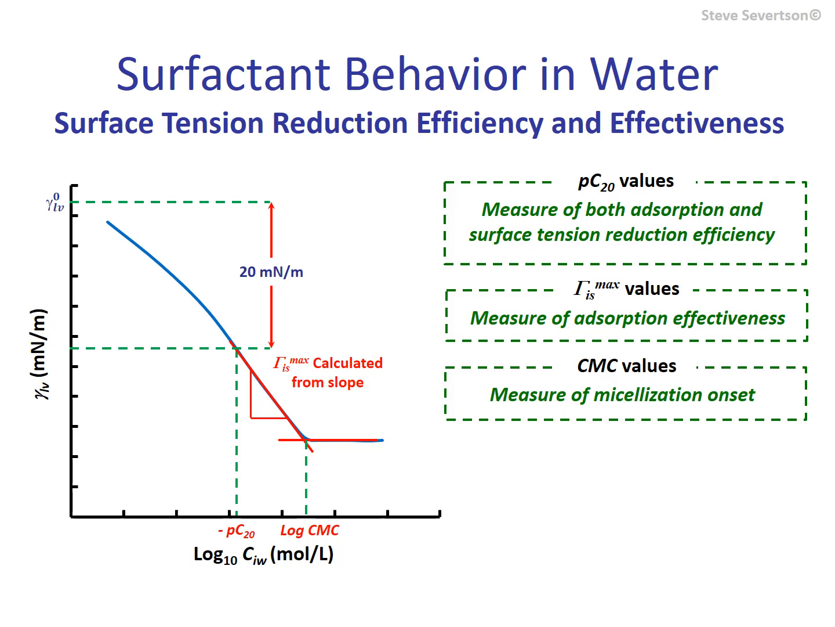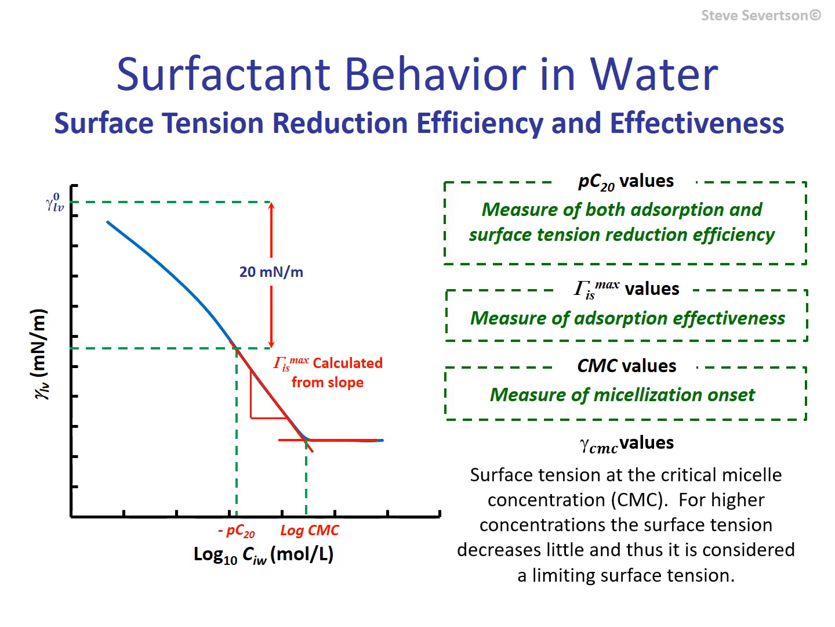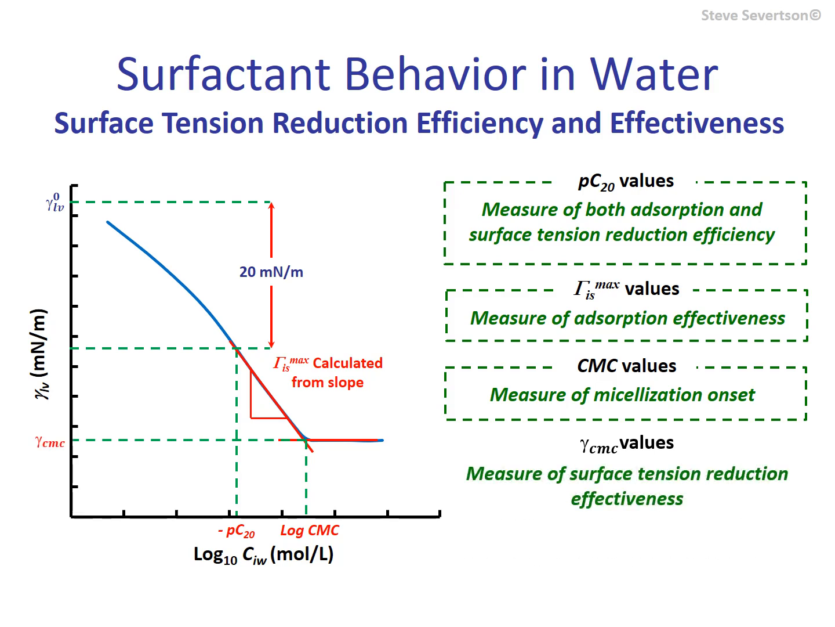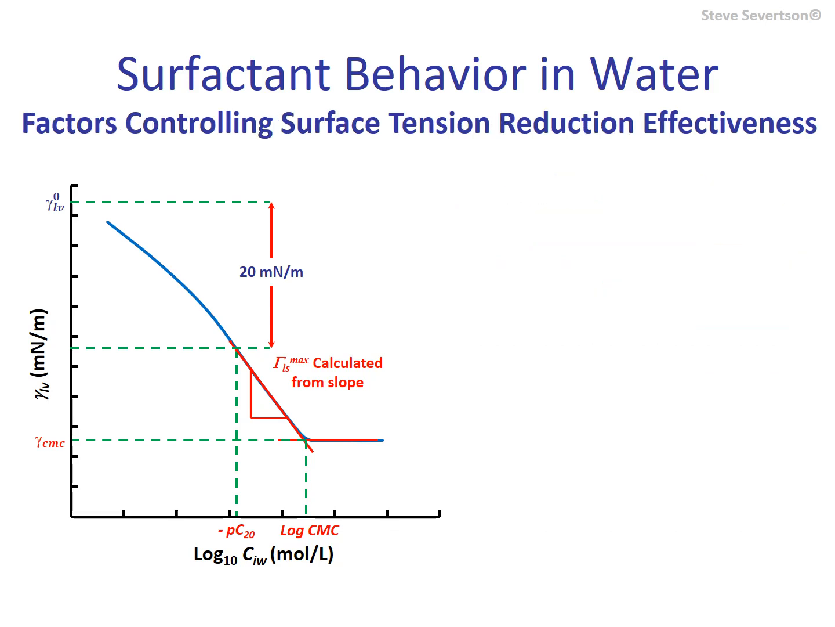The lowest surface tension is not achieved at the surfactant's maximum obtainable surface excess concentration. After reaching its CMC, a surfactant has little or no impact on the surface tension. Thus, a reasonable estimate of the minimum achievable surface tension due to the surfactant is the value at its CMC, denoted gamma CMC. Gamma CMC gauges the extent to which a surfactant can lower surface or interfacial tension.